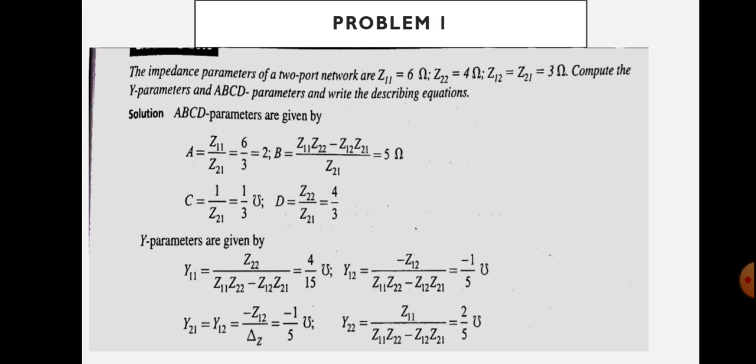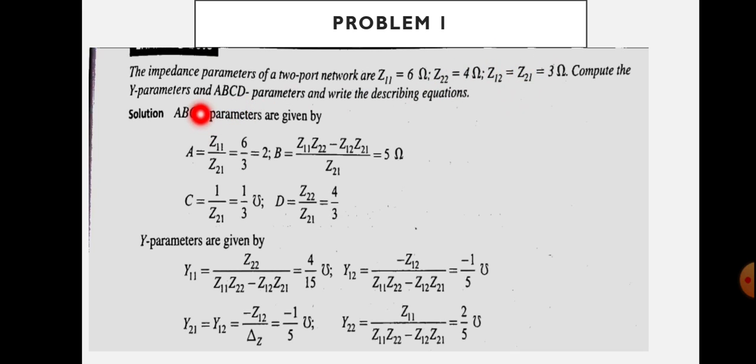The impedance parameters of a two-port network are Z11 equal to 6, Z22 equal to 4, Z12 equal to Z21 equal to 3 ohm. Compute the Y parameter and ABCD parameter and write the describing equations. So, you are asked to find out Y parameter and ABCD parameter. Here, Z parameters are given. Here you can see Z12 equal to Z21. That means this network is a bilateral network. In that case, Y21 will be equal to Y12. That is the point that you are obtaining from this question.